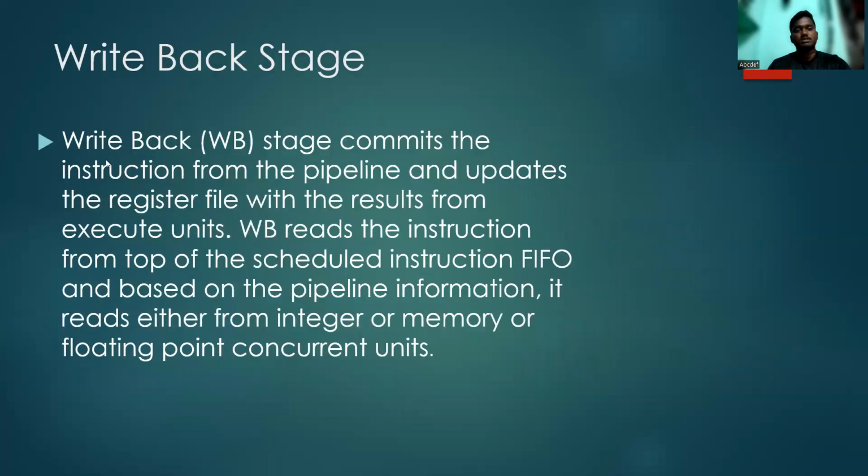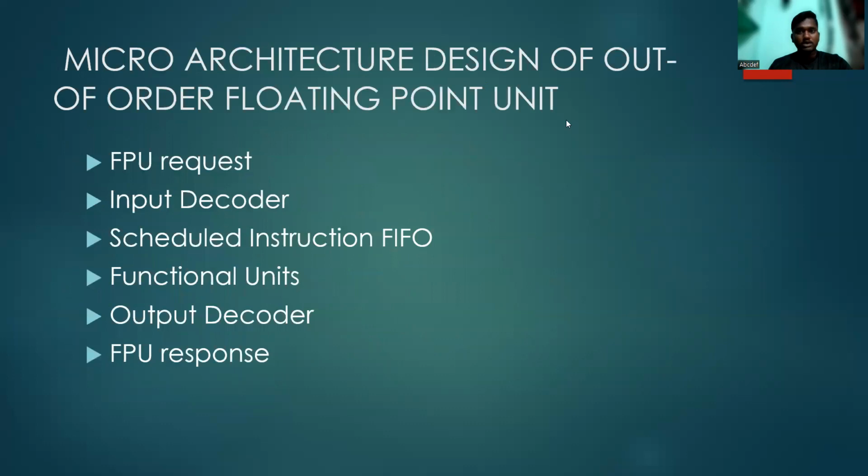Write back stage. Write back stage commits the instruction from the pipeline and updates the register file with results from the execute units. WB reads the instruction from the top of the scheduled instruction first in, first out, and based on the pipeline information, it reads either from the integer or memory or floating point concurrent units.